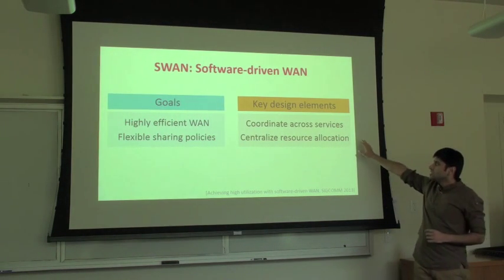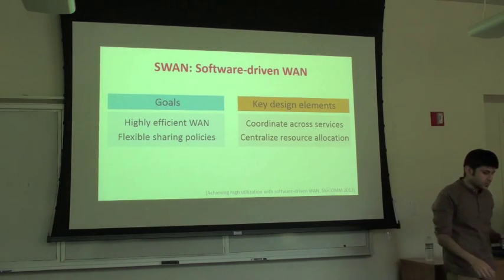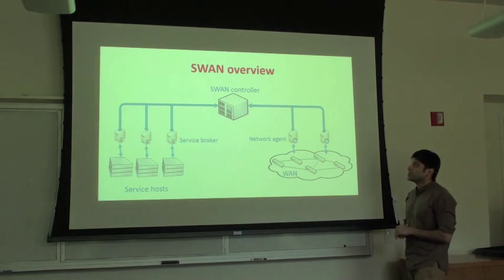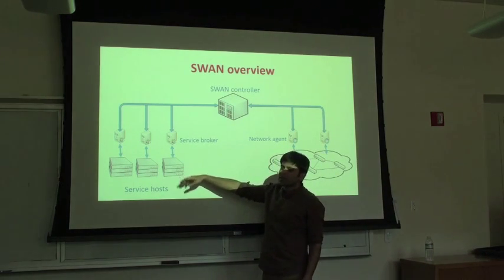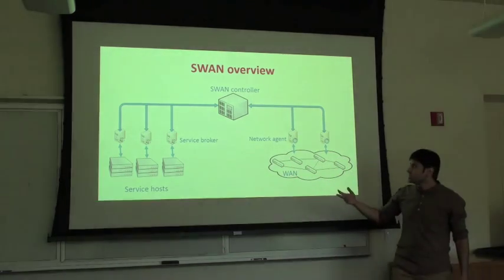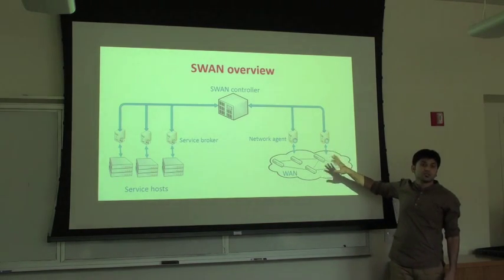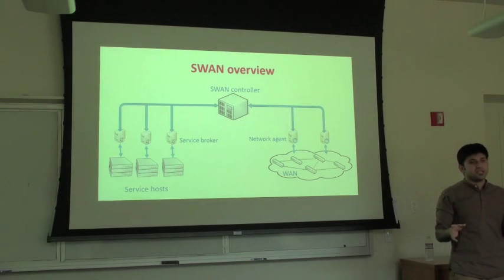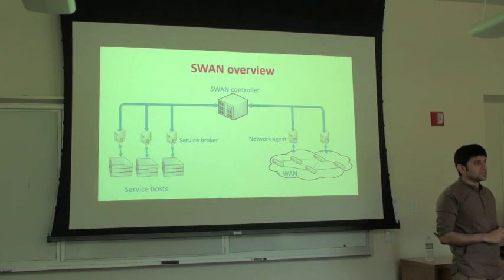And the key design element is, like I said, we're going to coordinate sending rates across services, and we are going to do central resource allocation. So very simple design, as you might expect. We run a global controller, the SWAN controller. We have services, so each of these racks, think of it like a service. We have a thing called a service broker that estimates the demand of each service and where it's going. We have network agents that control the switches the way they should be programmed. And I'm assuming people know the basic idea behind SDN, that you directly program the switch instead of the switch doing some fancy stuff itself.